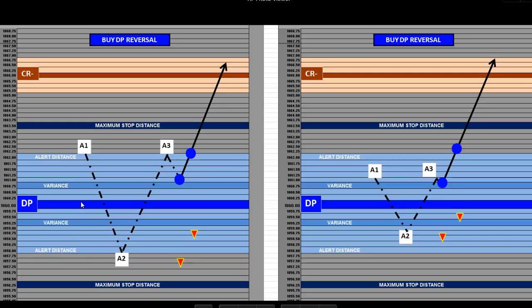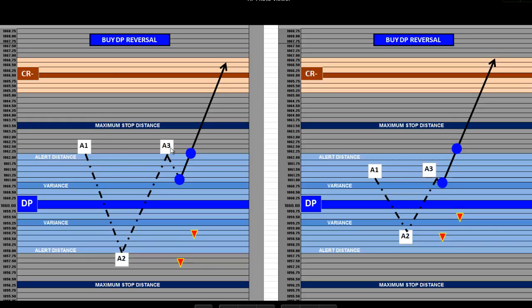And so for a reversal, the classic reversal is that you have 3 conditional alerts. A1, A2, A3. So A1, the market starts above the alert distance, goes through the figure, below the alert distance, and then comes back up through the alert distance, and that's the trigger. So a buy DP reversal is not true until you get these 3 conditions to happen.